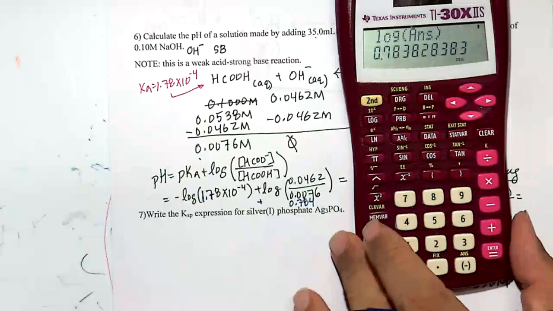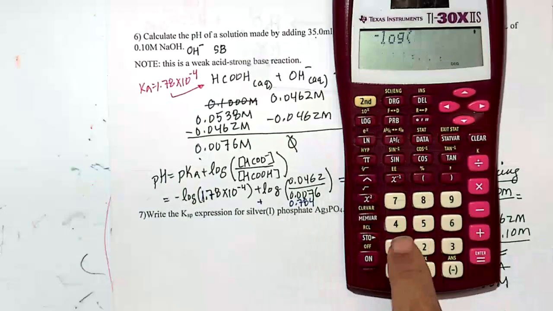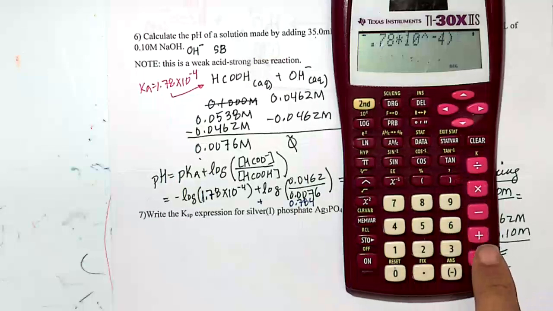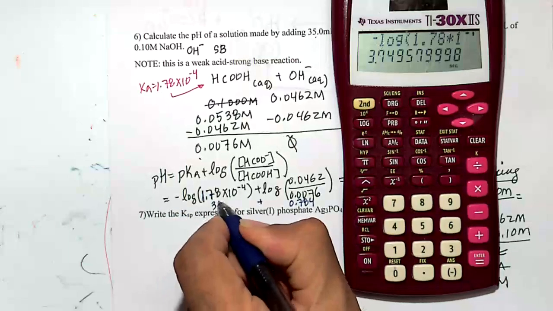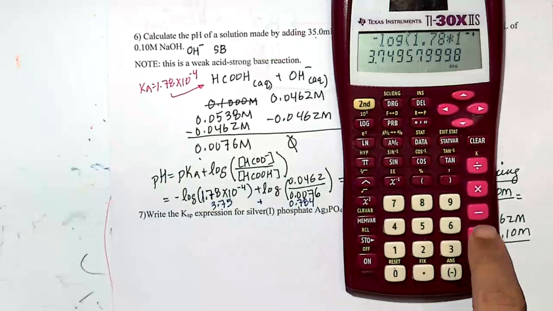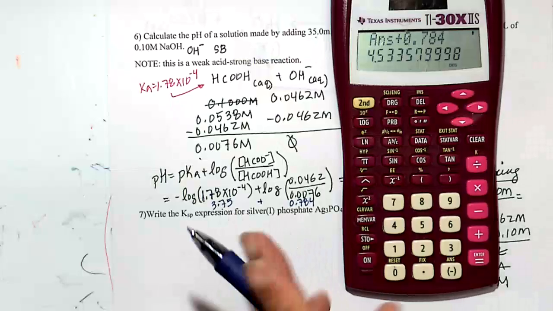And what's minus the log of 1.78 times 10 to the minus 4? Minus log 1.78 times 10 to the minus 4. 3.75. So 3.75 plus 0.784 gives us the final answer, 4.53.